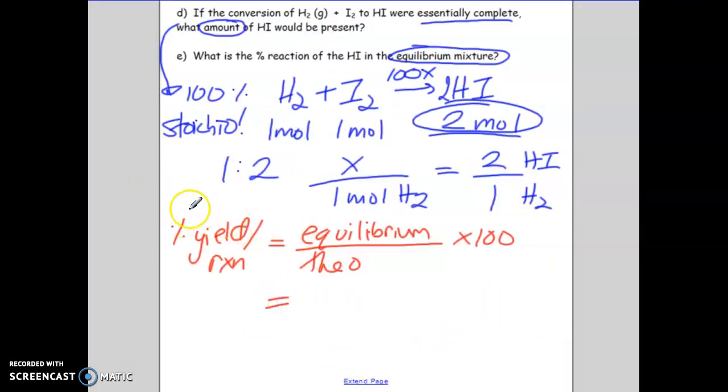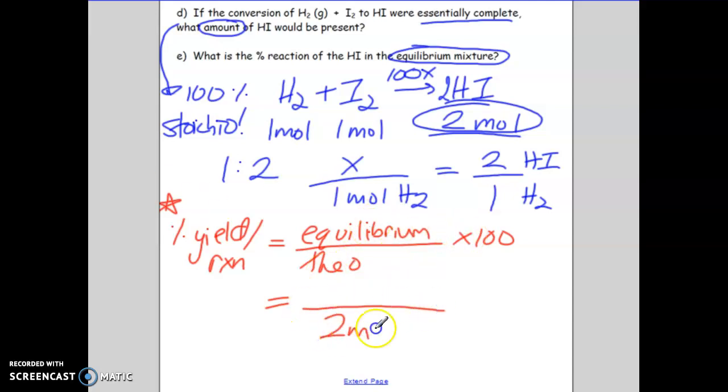So this percent, and this is a good point to bring up, the percent yield or percent reaction can be done using either concentrations or mole values. So you can compare equilibrium moles to theoretical stoichiometry moles, or you can compare equilibrium concentration to stoichiometry concentration. Either way, you're going to end up with the same percentage value. So I'm going to use moles here since we have them handy.